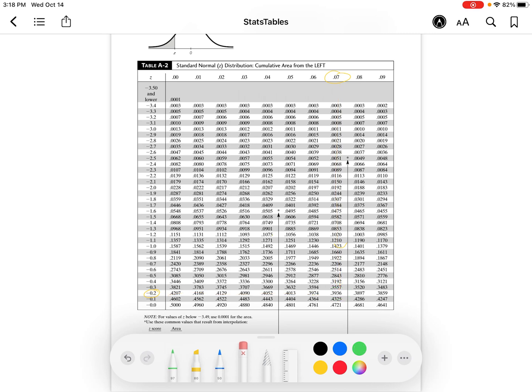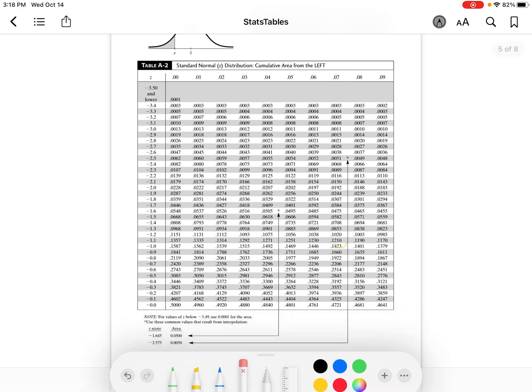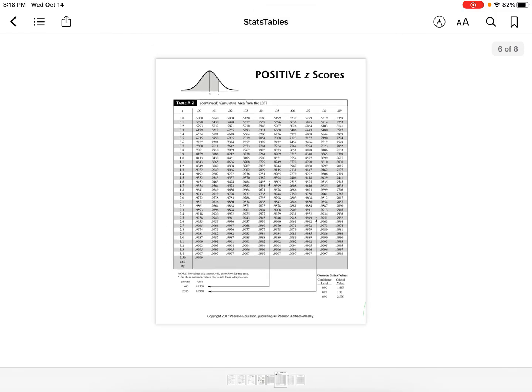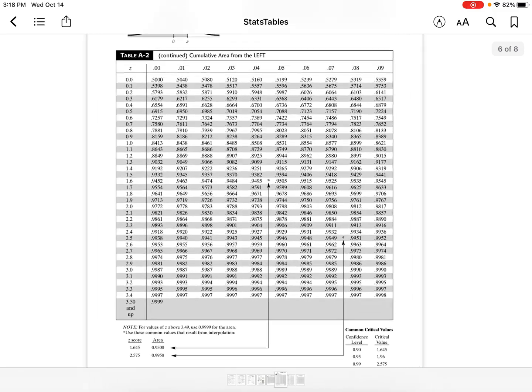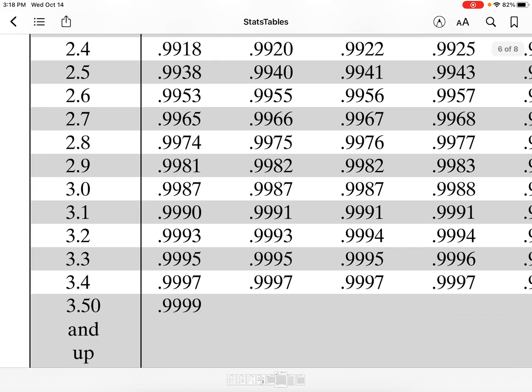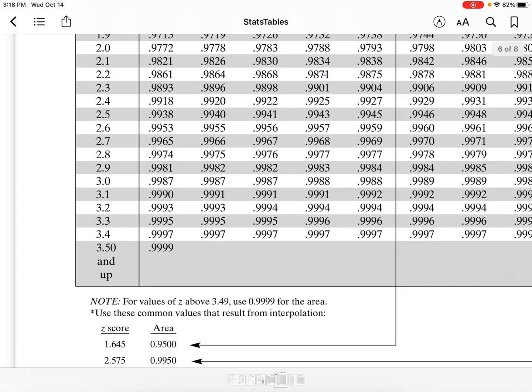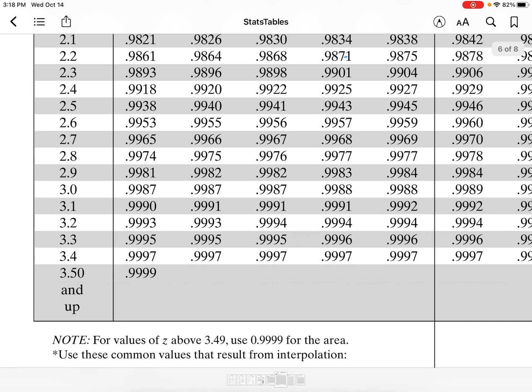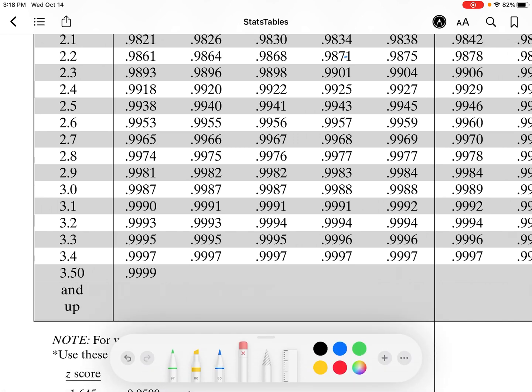Okay, so we have to go to the positive table first of all. So I'm going to change to the positive. Is this the positive table? Yeah, it's positive, right? Wait a second, what happens? It goes up to 3.5 and it doesn't go any further. Where's 11.27 in this table? Well, it says 3.50 and up.